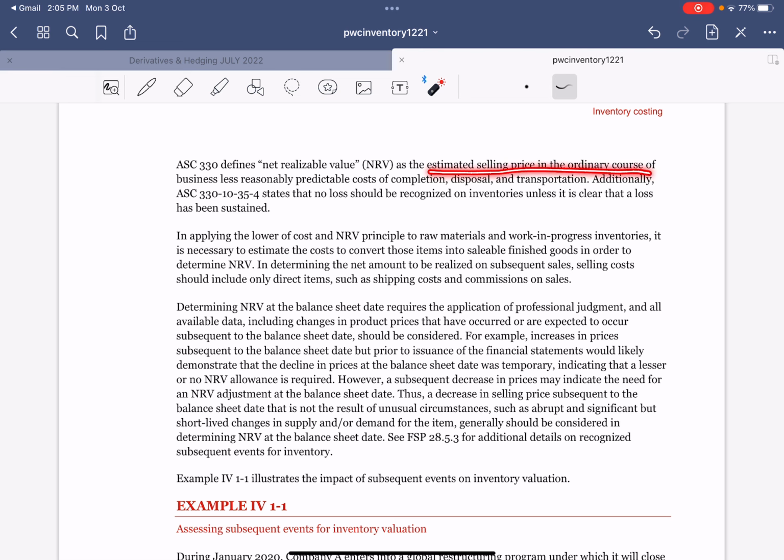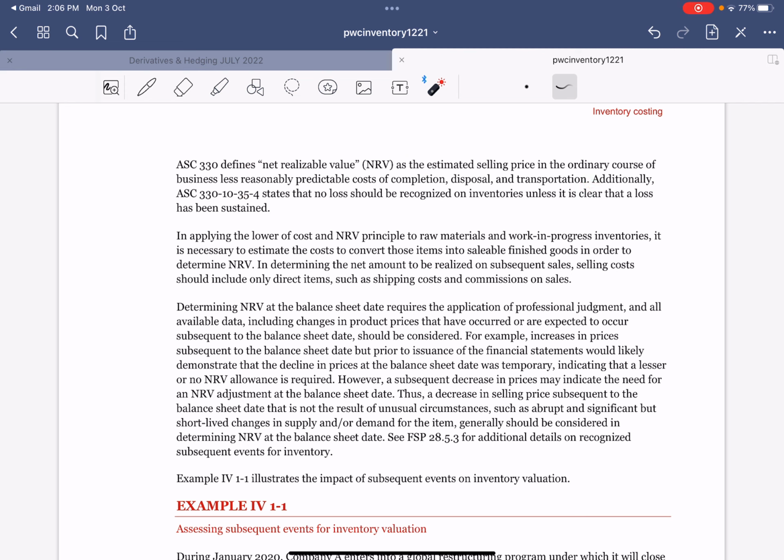selling price in the ordinary course of business less reasonably predictable costs of completion, disposal and transportation. So selling price less what could be the cost of completion if they are in WIP, and if they are disposed, if we have to sell, we have to incur some cost in selling and its transportation. So subtracting all this, we come to net realizable value.